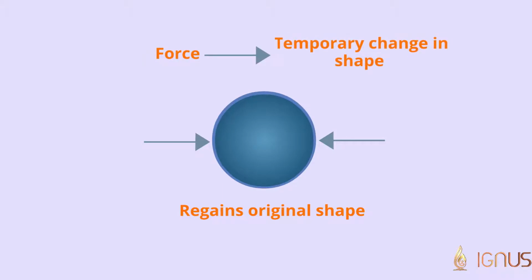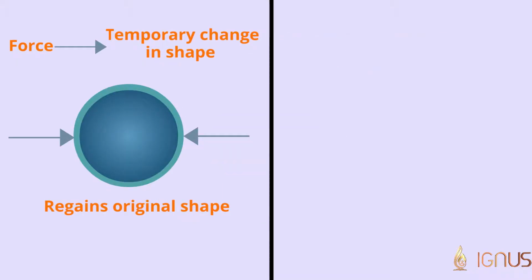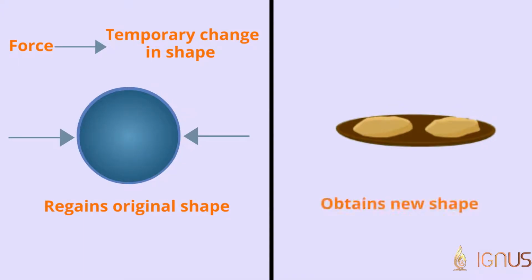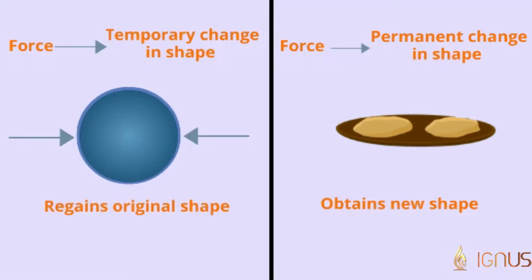Now instead of a sponge ball, let's take a piece of dough and perform the same experiment. Hold it in your hand and try to press it. The piece of dough obtains a new shape. However, in this case, when you release the dough, it does not retain its original shape. It remains deformed even after you have released it. So, here we can say that force causes a permanent change in the shape of the dough.